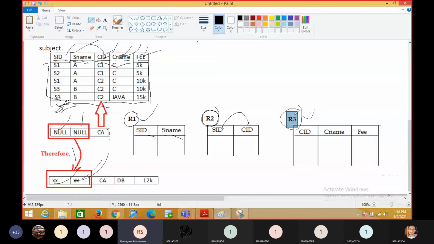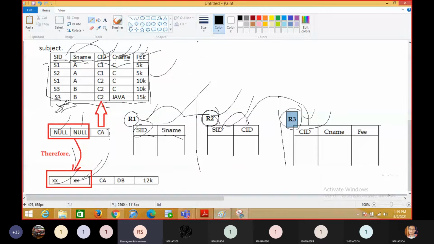So how can I connect these tables? By using the R2 relation. Because here SID is a key, and from the R3 table we have CID as primary key. I am maintaining separate tables, and because of that we are able to avoid the anomaly problems: insert anomaly, update anomaly, delete anomaly. Are you understanding? So in this way we need to decompose to avoid anomaly problems.